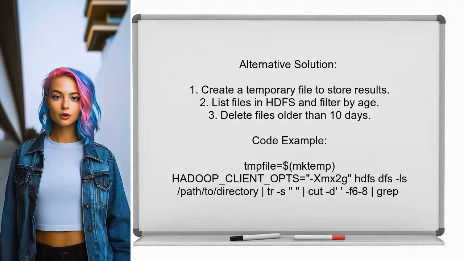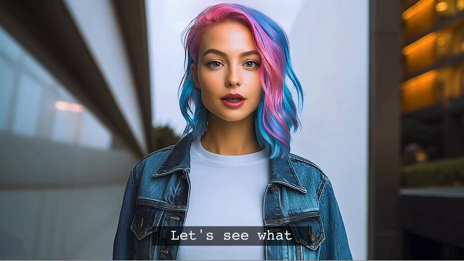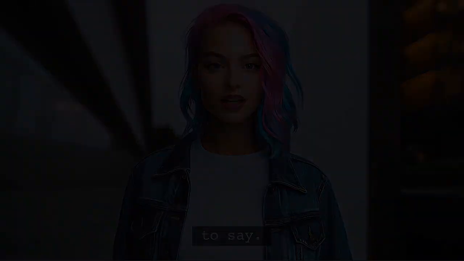An alternative solution was shared by a user who faced challenges with the initial method. They encountered issues with memory limits and performance, as it could only delete about 10 files per minute, while generating 240 files per minute. Their final approach involves creating a temporary file to list and filter files older than 10 days, and then deleting them efficiently. That's all for that response. Let's see what someone else had to say.